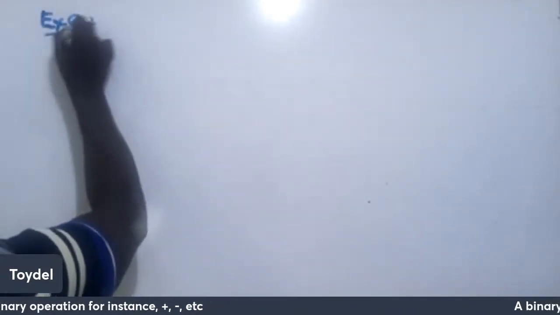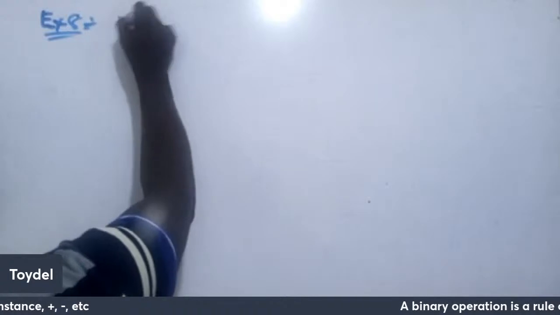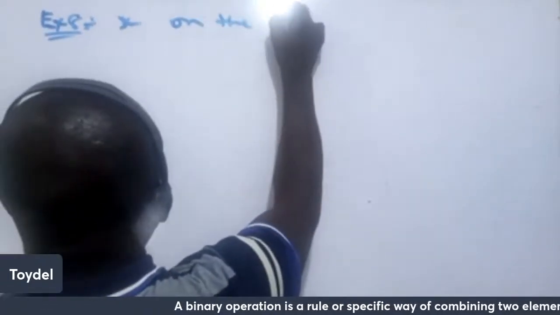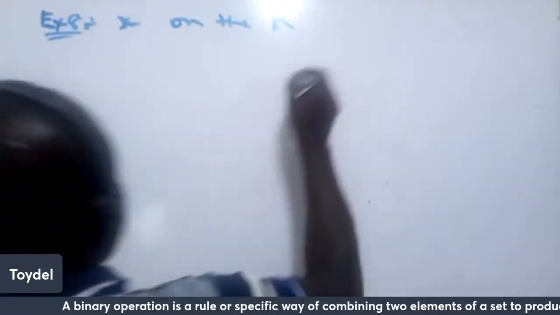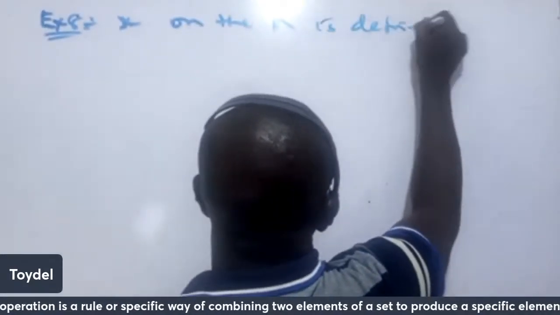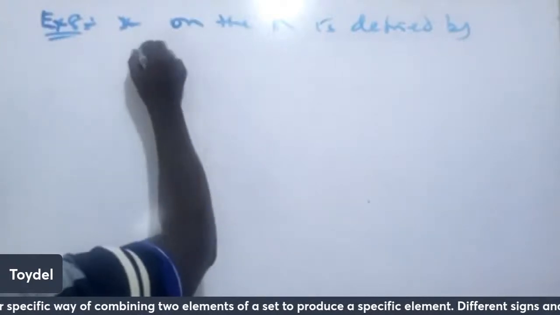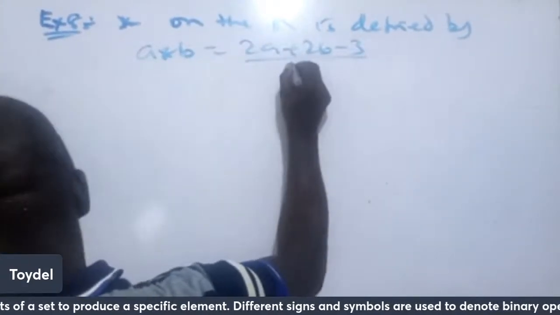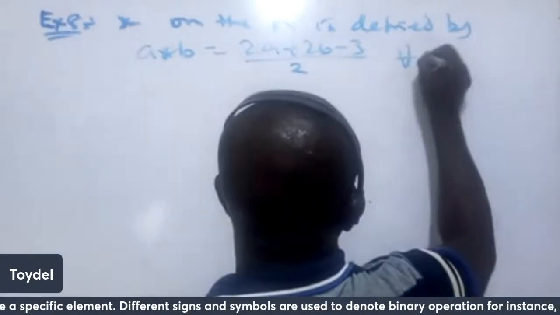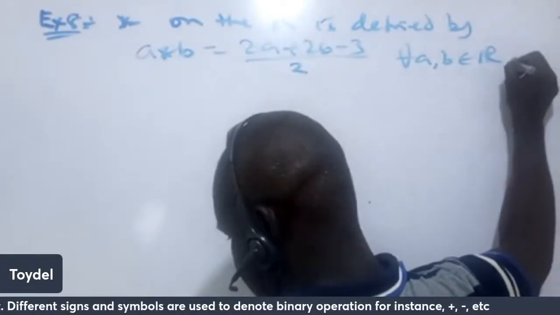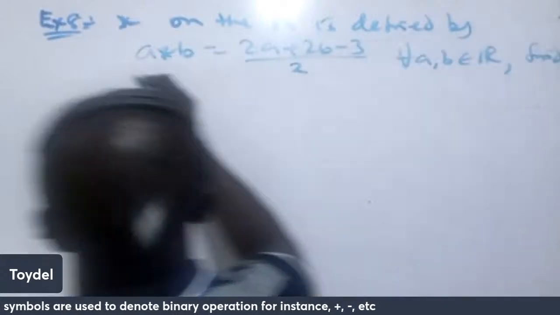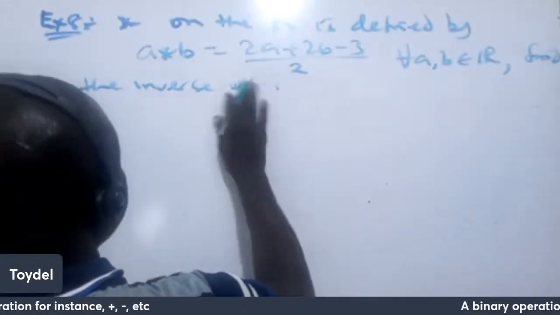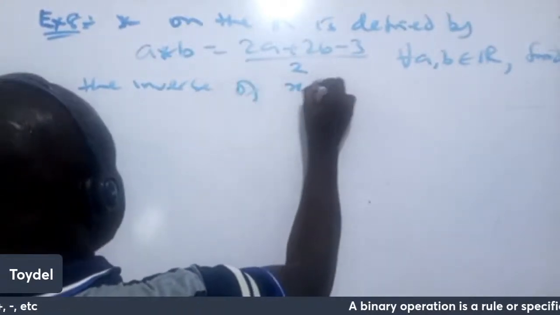Let's say example 8. What are we given? We are given an operation asterisk that is defined on the set R, which is the set of real numbers, by A asterisk B equal to (2A plus 2B minus 3) all over 2 for all A, B belonging to R. So the question says find the inverse of X that belongs to R.